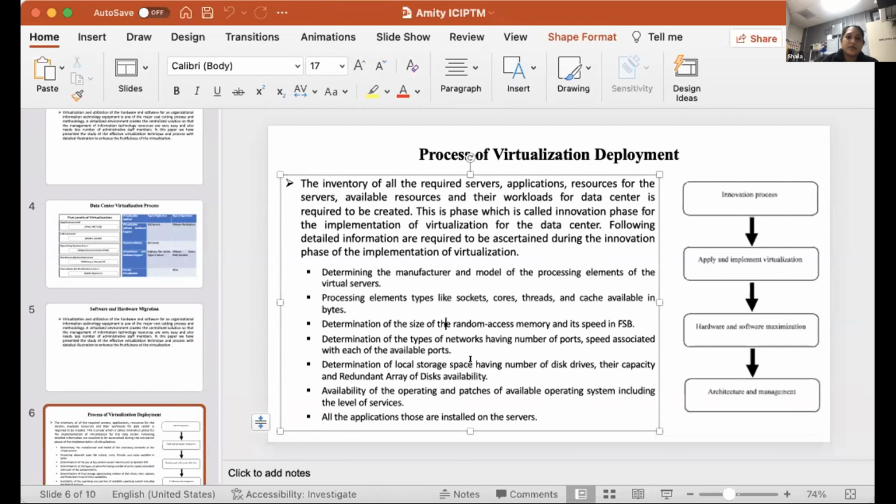Determination of the types of networks, having the number of ports, the speed associated with each of the available ports, and the availability of operating system patches of available operating systems, including the level of services, and all the applications that are installed on the servers.